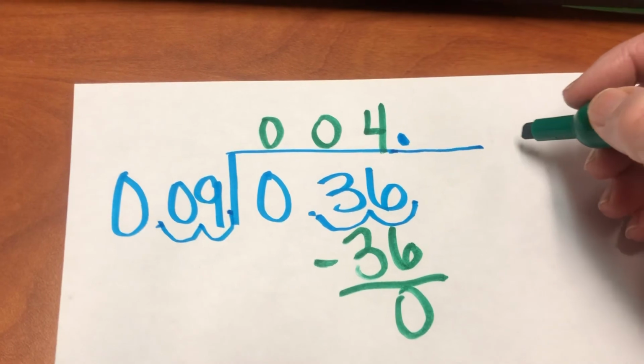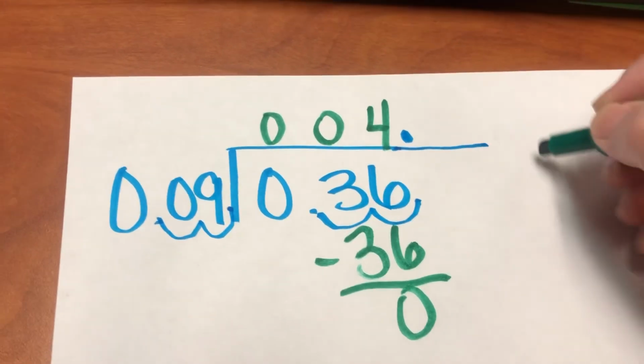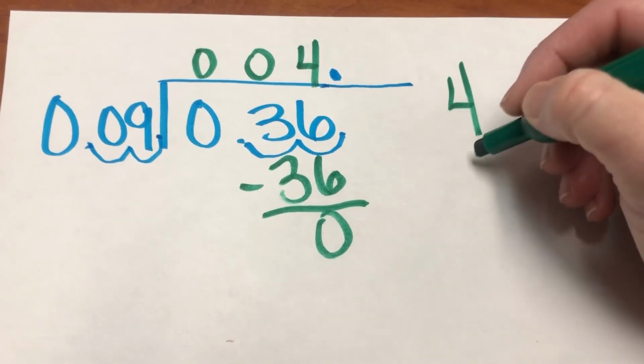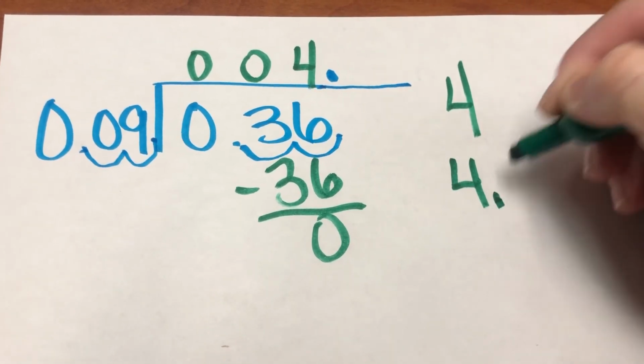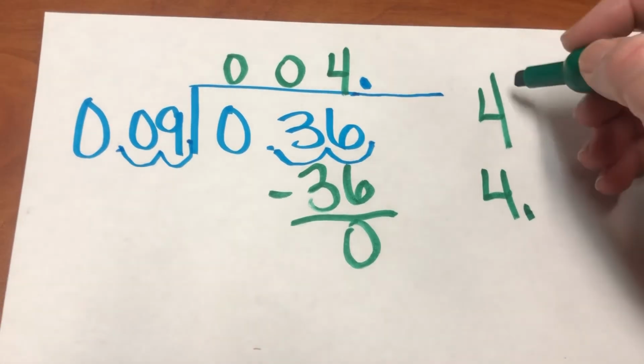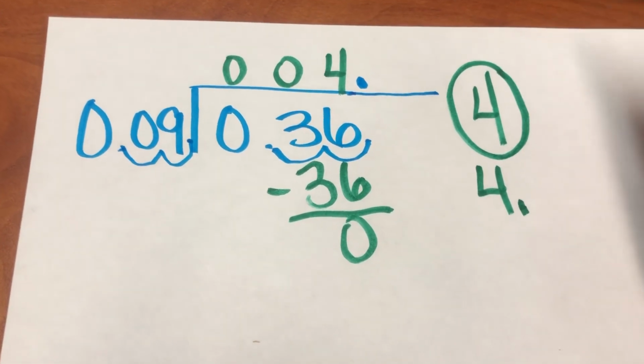When I write it, I don't have to write all those zeros in front of the 4. Those are just extra. So I could write 4. I could even write 4 decimal point, but when it's a whole number, we don't usually write that decimal point if there's nothing after it. So this looks the best to me, 4.